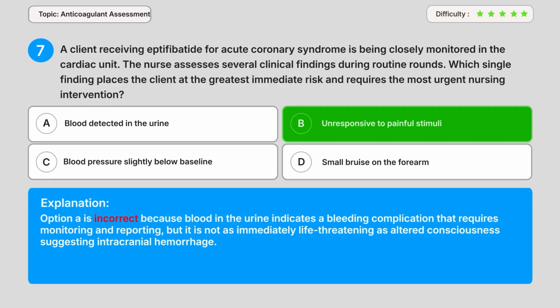Option A is incorrect because blood in the urine indicates a bleeding complication that requires monitoring and reporting, but it is not as immediately life-threatening as altered consciousness suggesting intracranial hemorrhage.